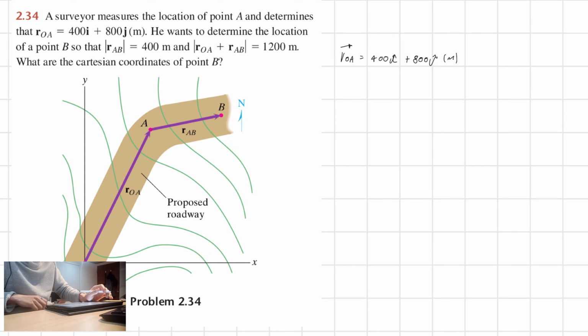So that the magnitude of RAB is equal to 400 meters. And the summatory between those two vectors, which is the magnitude, is equal to 1200 meters. What are the Cartesian coordinates of point B? Now, they are asking for px and py.